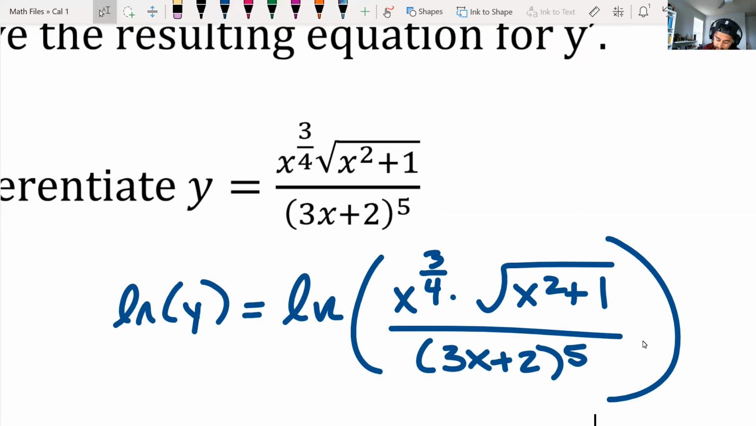Which means now we will worry about the right side. The right side is the more complicated side, so that's the one we are going to simplify by our log properties.